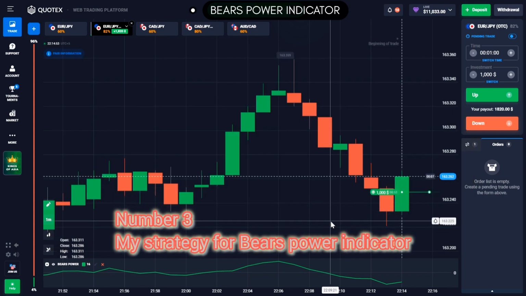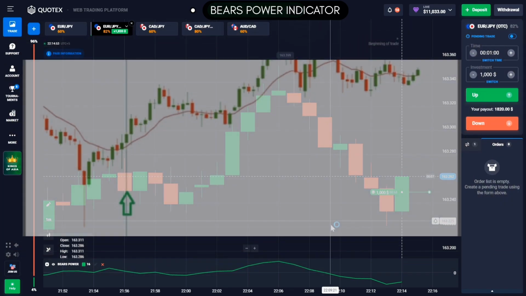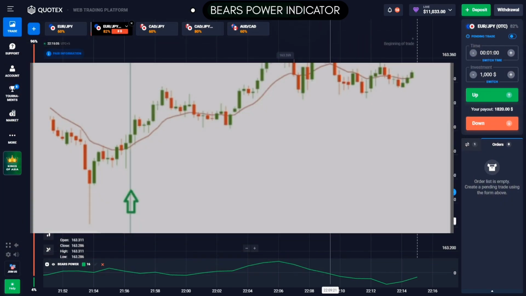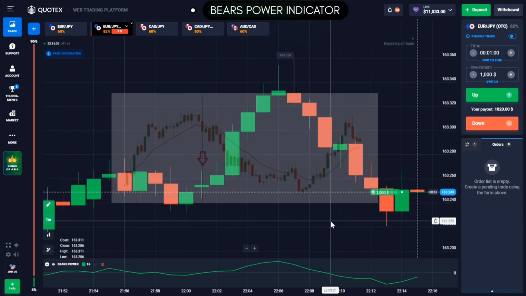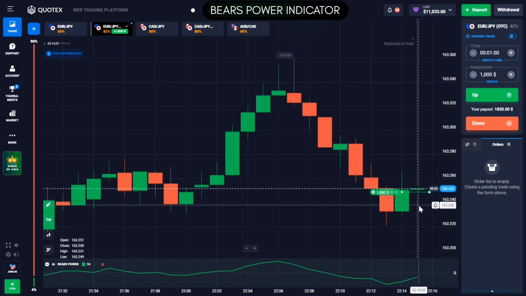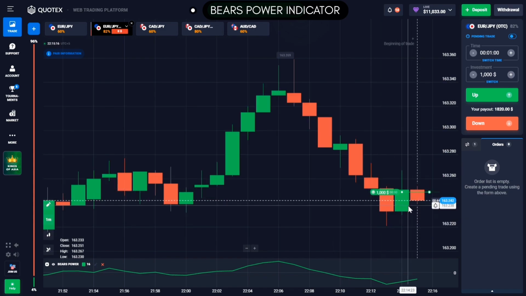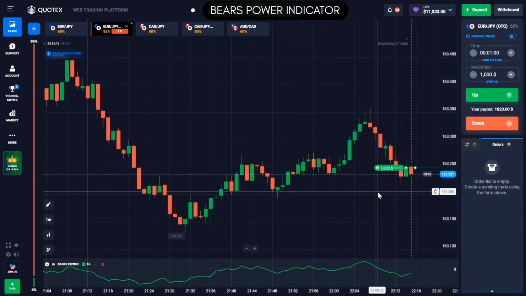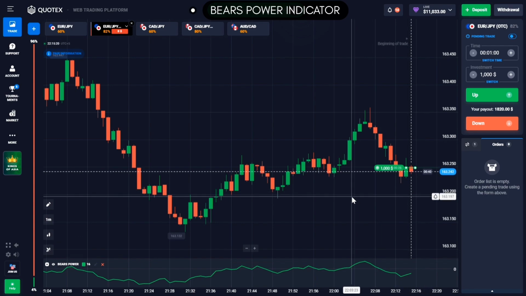Number 3. My strategy using the Bear's Power Indicator. Buy signal. When the Bear's Power Indicator rises above zero, it's a buy signal. Sell signal. When the Bear's Power Indicator falls below zero, it's a sell signal. Divergence. When the Bear's Power Indicator diverges from the price action, it's a sign of a potential reversal.